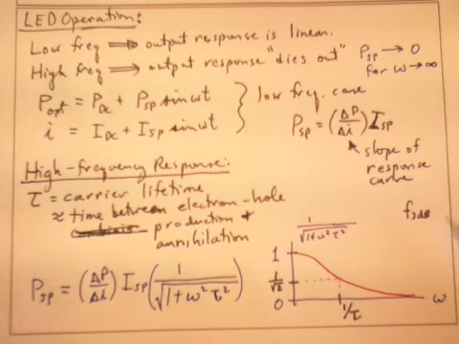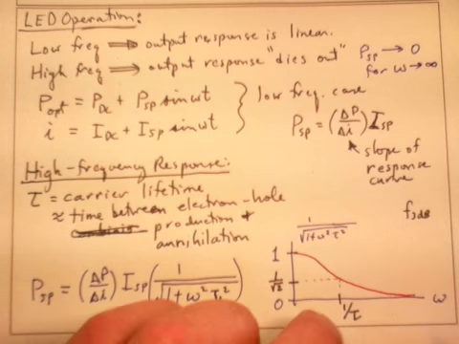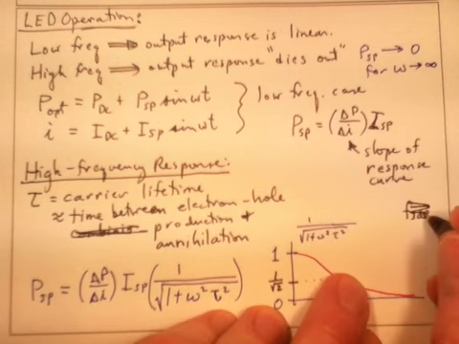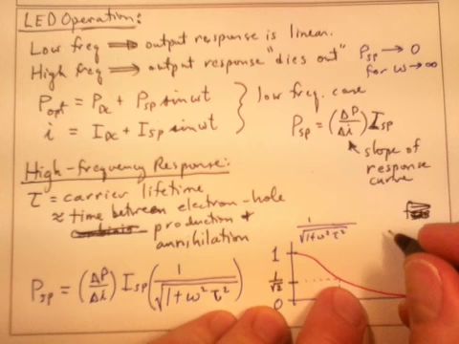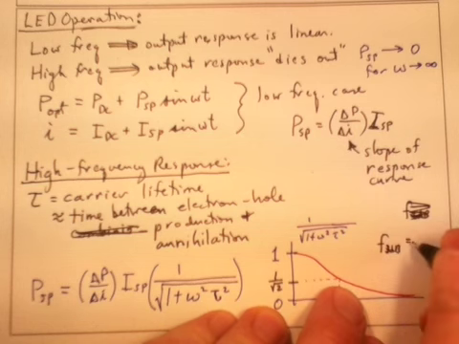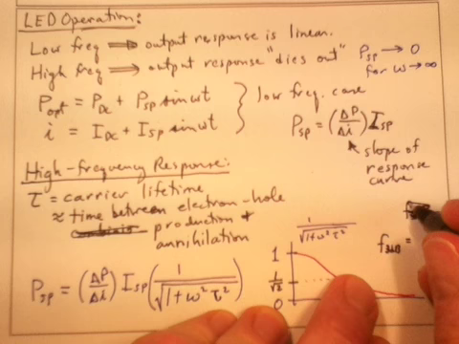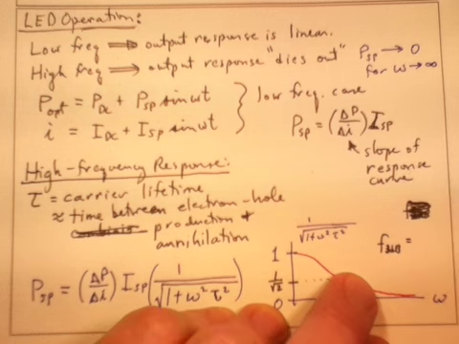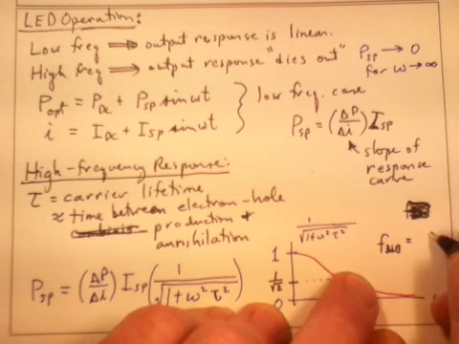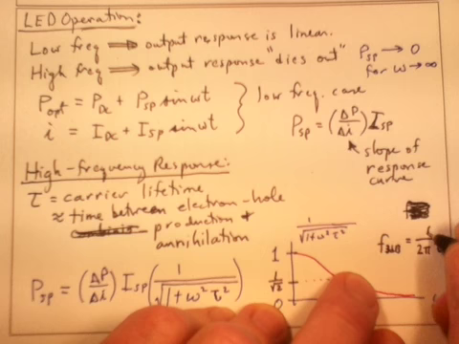We're not going to get into it too much. It turns out that our 3 dB bandwidth, F 3 dB, using very similar arguments to those we used with our optical fiber, is 1 over 2 pi tau.